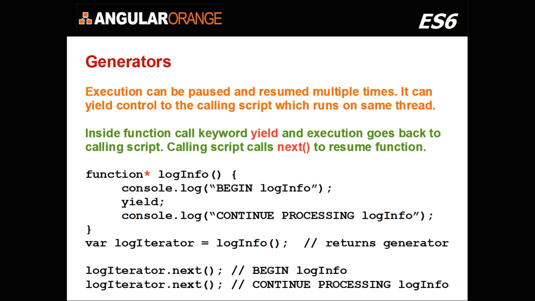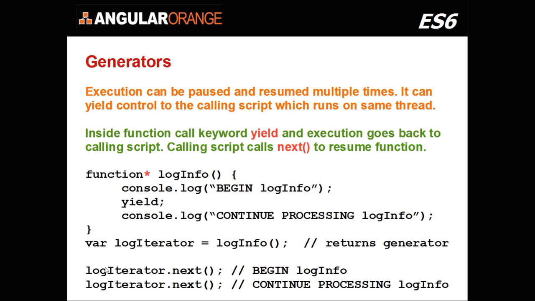Okay, generators. Execution can be paused and resumed multiple times. It can yield control to the calling script, which runs on the same thread. So inside the function call, the keyword yield, you call the keyword yield, and the execution goes back to the calling script. By calling the script's function next, you could resume the function.